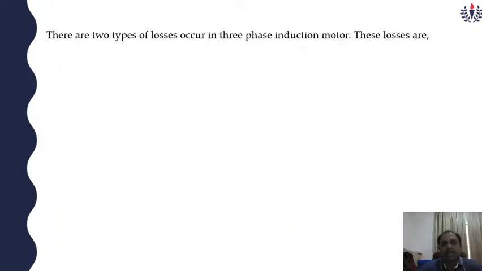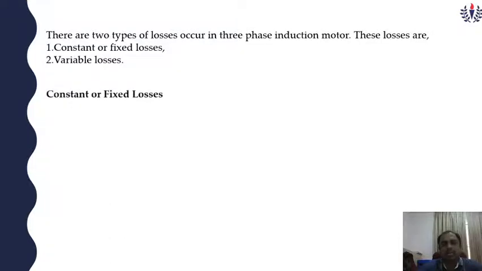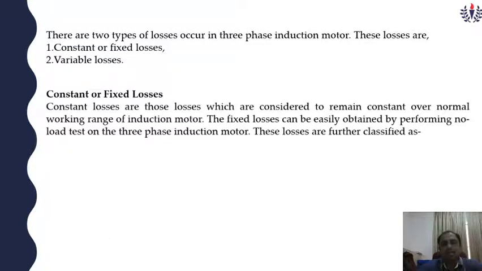There are two types of losses that occur in a three-phase induction motor. These losses are constant or fixed loss, and second, variable loss. The constant losses are those losses which are considered to remain constant over the normal working range of the induction motor. The fixed losses can be easily obtained by performing no load test on a three-phase induction motor.